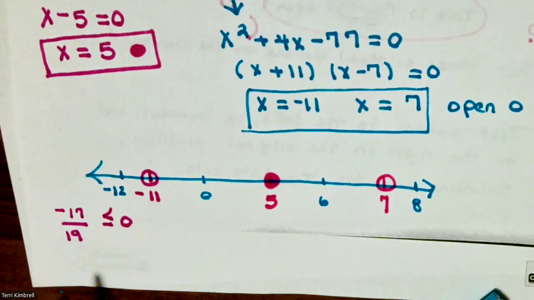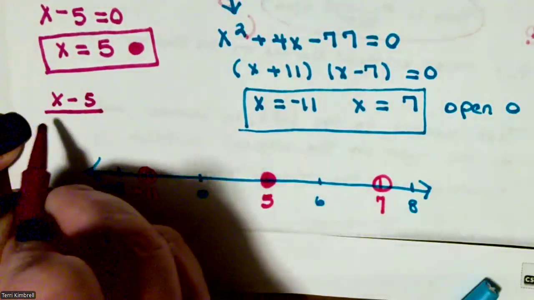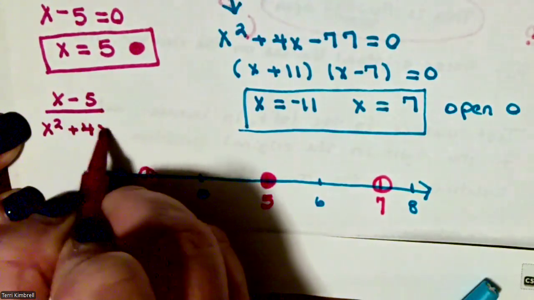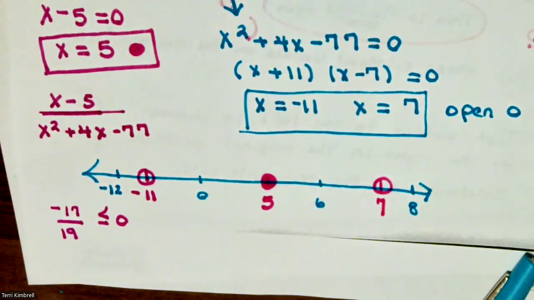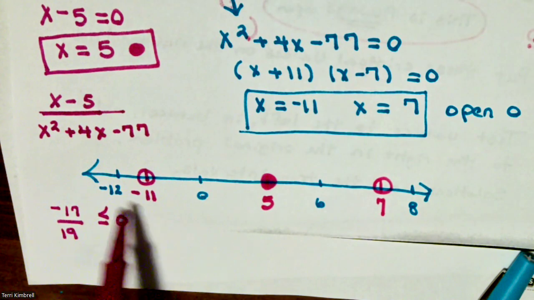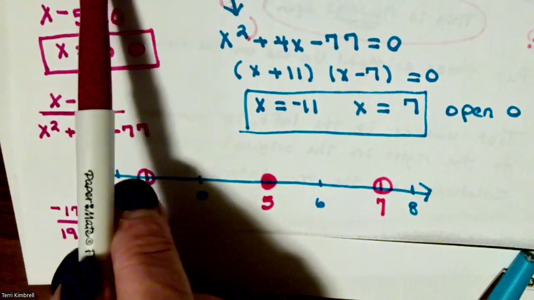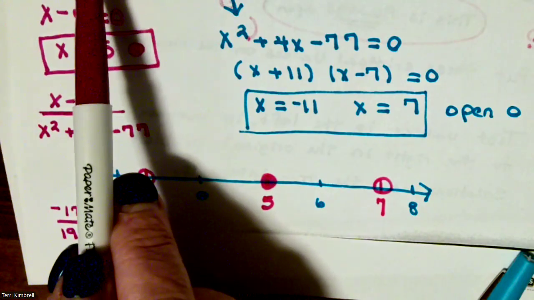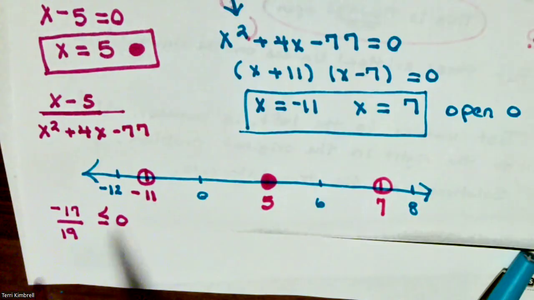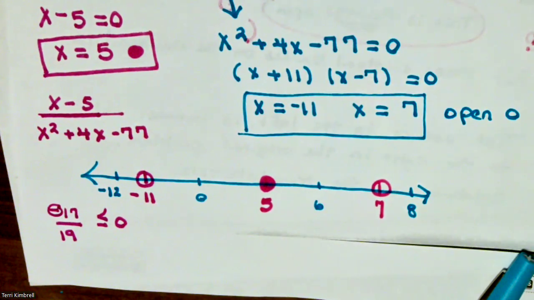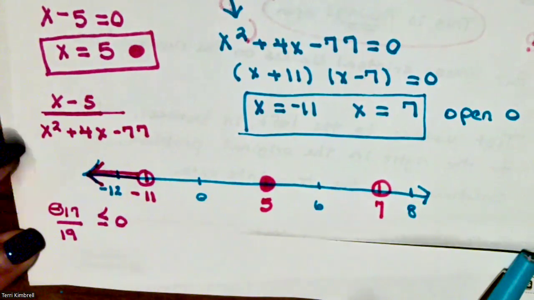When you test these in the original problem, I would recommend figuring out the numerator's answer and then figuring out the denominator's answer. And then you're going to be able to tell by your sign. So when I got the numerator, -12 minus 5, I got -17. And then I squared -12, which would be 144. Then I subtracted 48 and 77, which gave me 19. Now, is a negative smaller than 0? Yes. So since that is true, I'm going to go ahead and shade to the left.